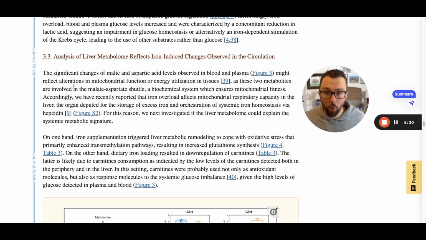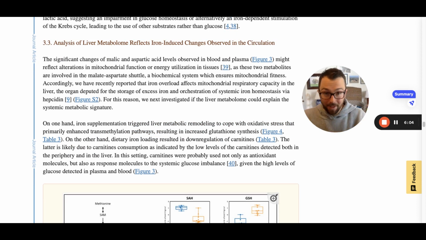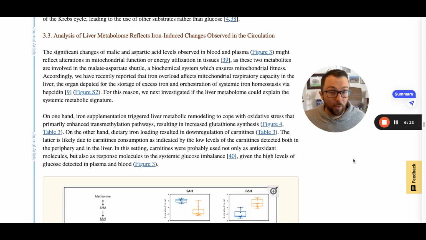And in the results, they go on to talk about how the liver metabolome reflects that iron is really making negative changes, or it's adapting to these high levels of oxidative stress. So you see here, on one hand, iron supplementation triggered liver metabolic remodeling to cope with oxidative stress that enhanced all of these pathways that are causing increases in oxidative stress. Now it's a matter of looking at what the paper is, the information, the data that this research is giving us. And now we have to start to think, what can we do with what we're learning?